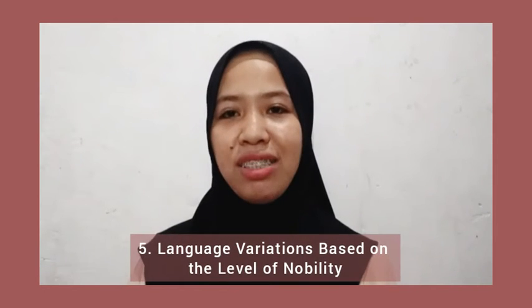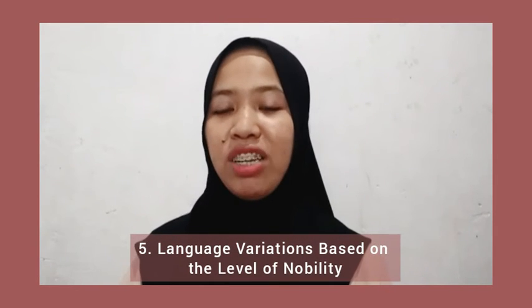The fifth one is language variation based on the level of nobility. Language variation based on the level of nobility is the variation of language related to the level and position in the community. For example, there are differences in the variety of language used by kings and ordinary people in the field of vocabulary, such as the word mati for ordinary people, while the king used the word mangkat.